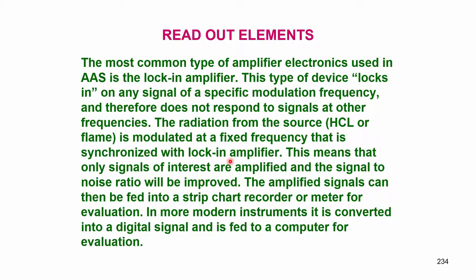So, the radiation from the source is modulated at a fixed frequency that is synchronized with the lock-in amplifier. This means that only signals of interest are amplified and the signal to noise ratio will be improved. The amplified signals can then be fed into a strip chart recorder or meter or computer or anything. In modern instruments it is converted into a digital signal and fed to a computer for evaluation. So, these are the readout elements.